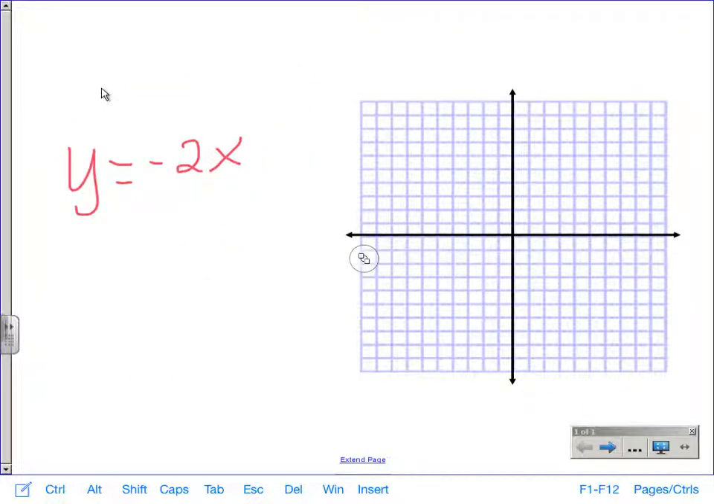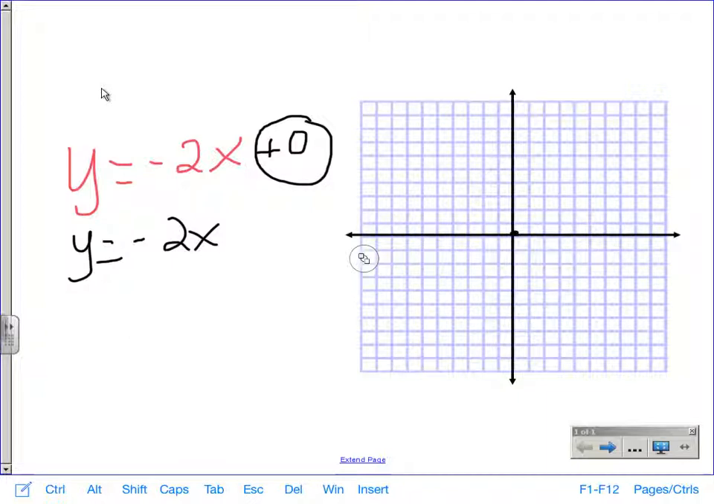Fantastic. When I look at this equation, I notice that I don't have that constant plus anything. So I'm starting from a different point. What we don't write is when it's a +0. So in this situation, we're starting from the origin. When you get an equation such as y equals -2x, and there's no value for the y-intercept, it's because it starts at the origin.